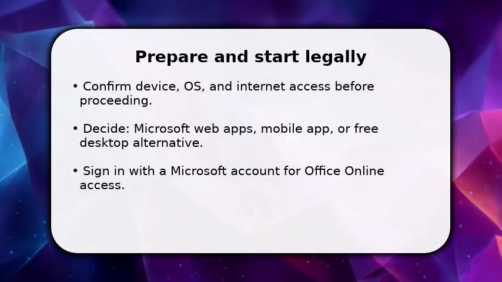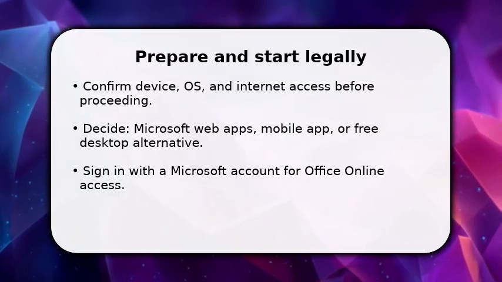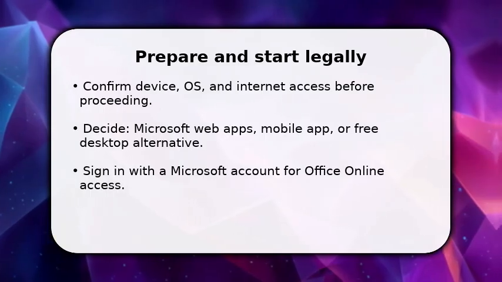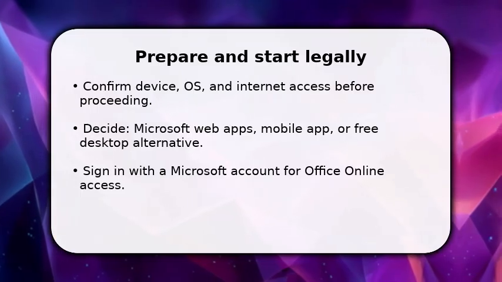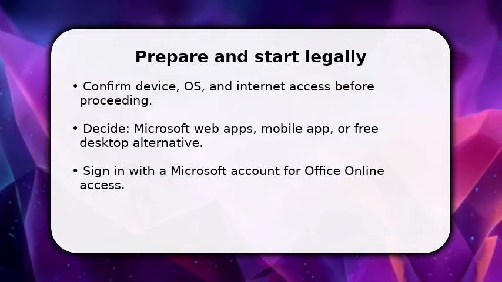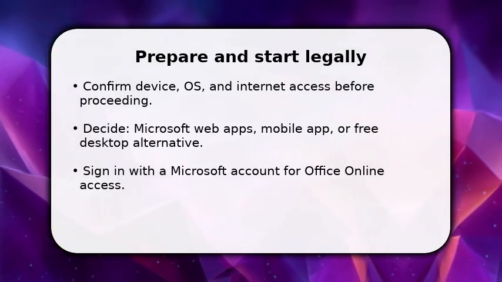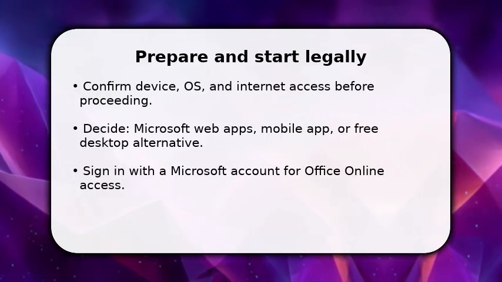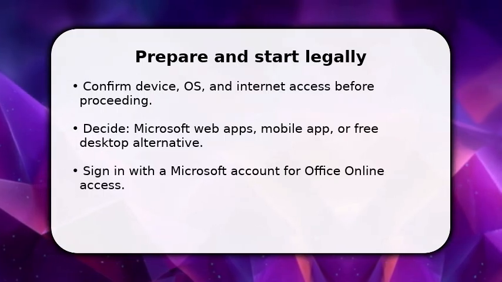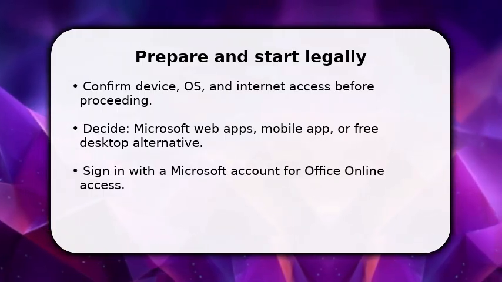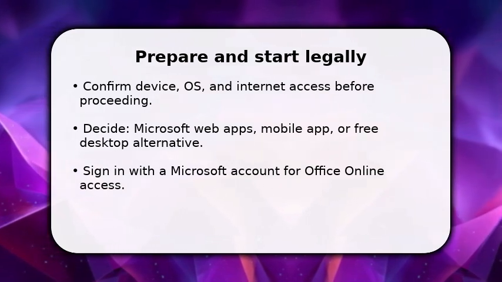You start by choosing a legal route: Office Online, the free mobile Word app, or a free desktop suite like LibreOffice. Connect to the internet and sign in with a Microsoft account if you choose Office Online. This gives you full editing in your browser without a product key. Once done, upload or create the document and make sure to save to OneDrive so autosave protects changes. This approach avoids activation and keeps your files accessible across devices while staying above board.